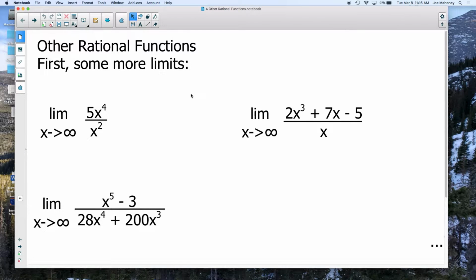So today we're going to graph some other rational functions. And boy, some of these are really wild, so we're going to have a lot of fun with this. But first we need a little bit more practice with limits.